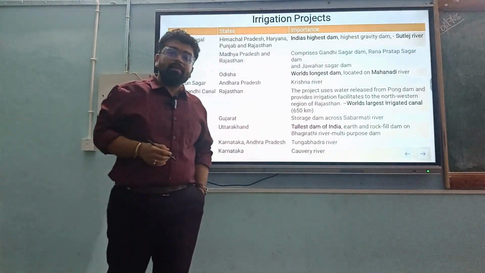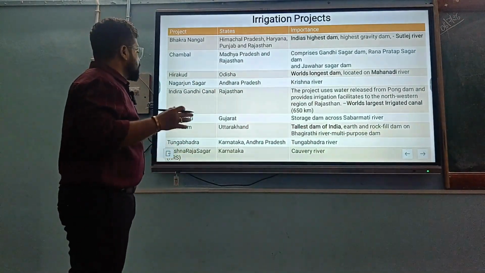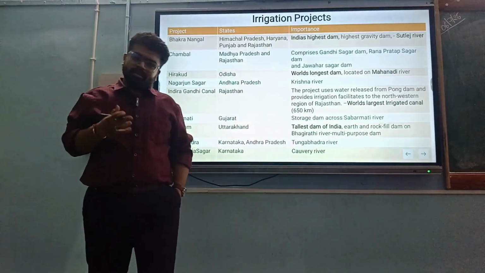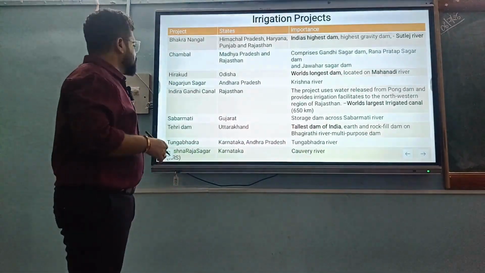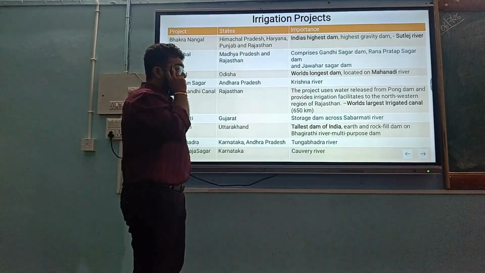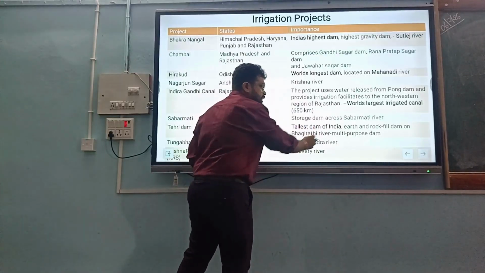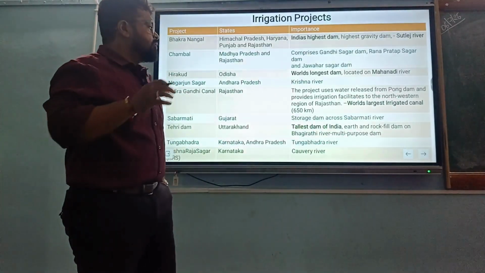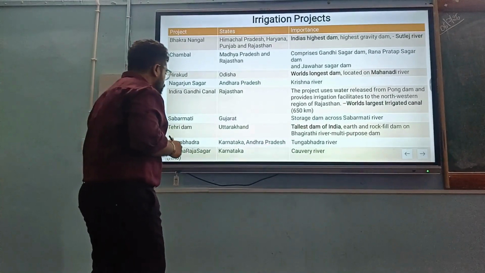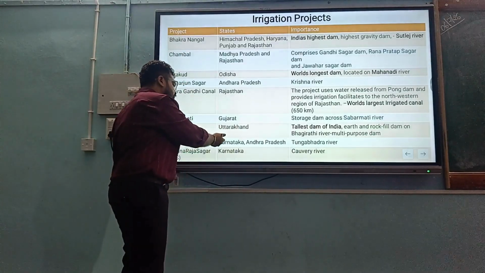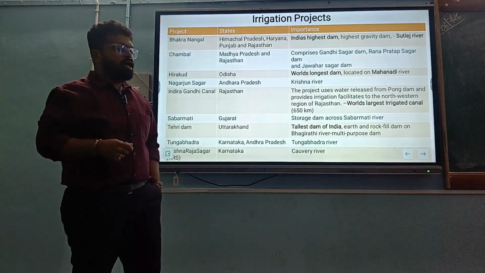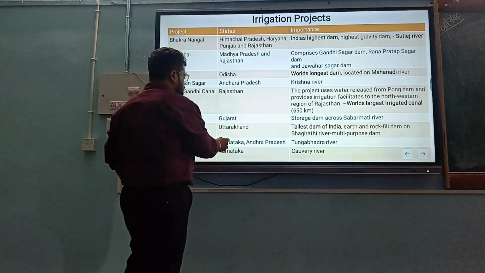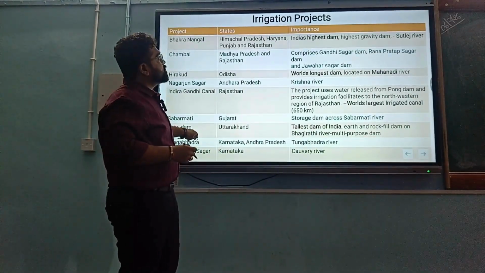Next we have the Sabarmati Dam, which is in the state of Gujarat, a storage dam across the Sabarmati River. Then we have Tehri Dam in Uttarakhand. It is the tallest dam of India, an earth and rock-filled dam on the Bhagirathi River, a multi-purpose dam. Tungabhadra is in Karnataka and Andhra Pradesh on the Tungabhadra River, and we have Krishna Raja Sagar Dam, which is in Karnataka on the Kaveri River.